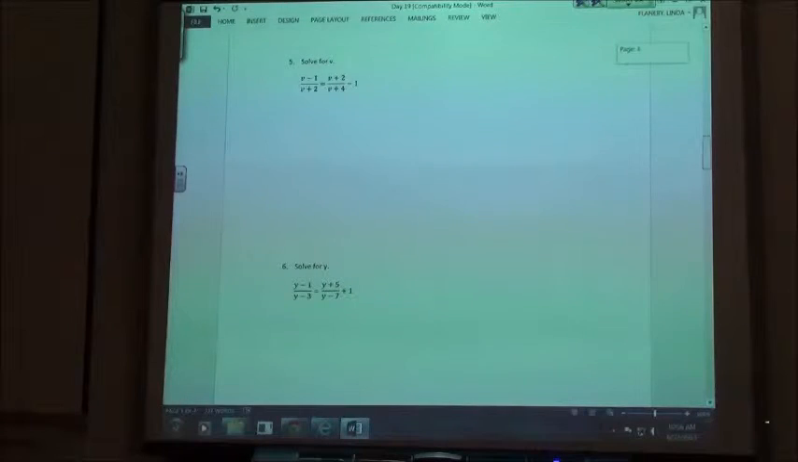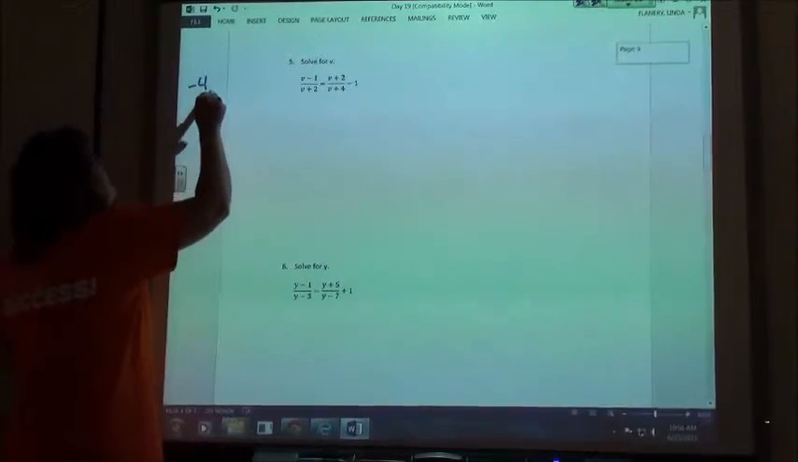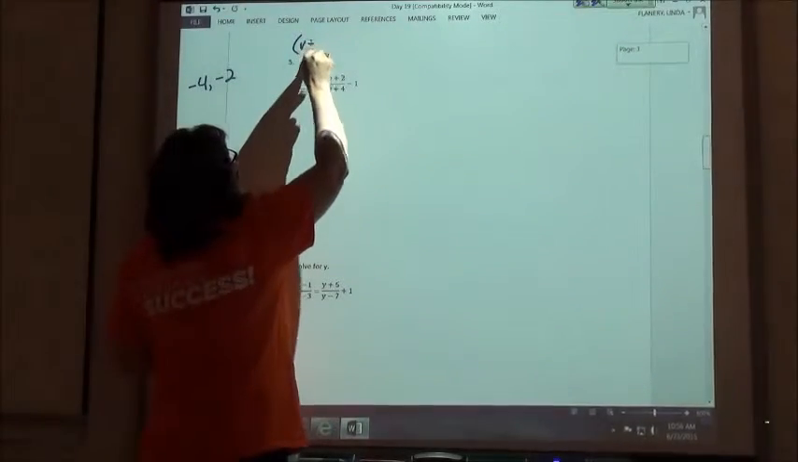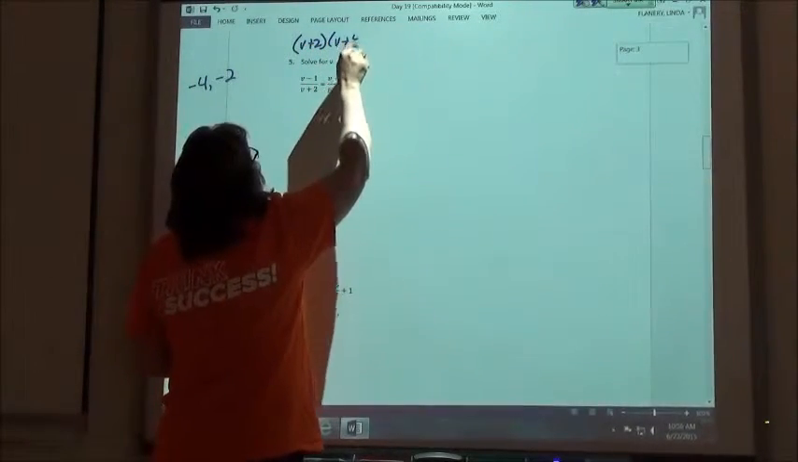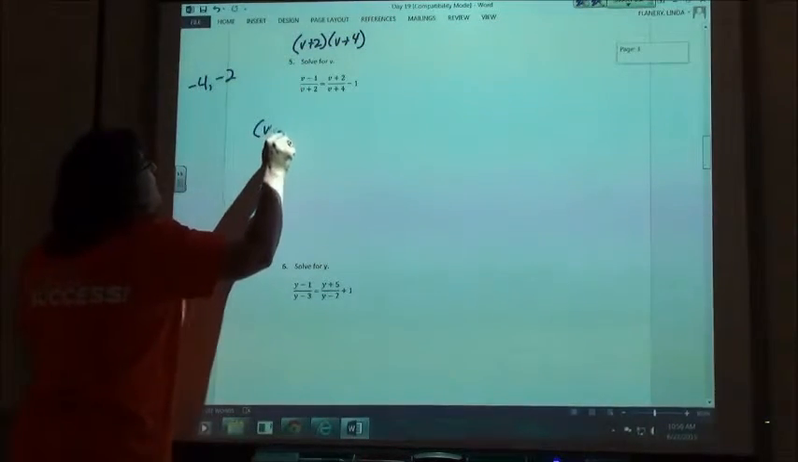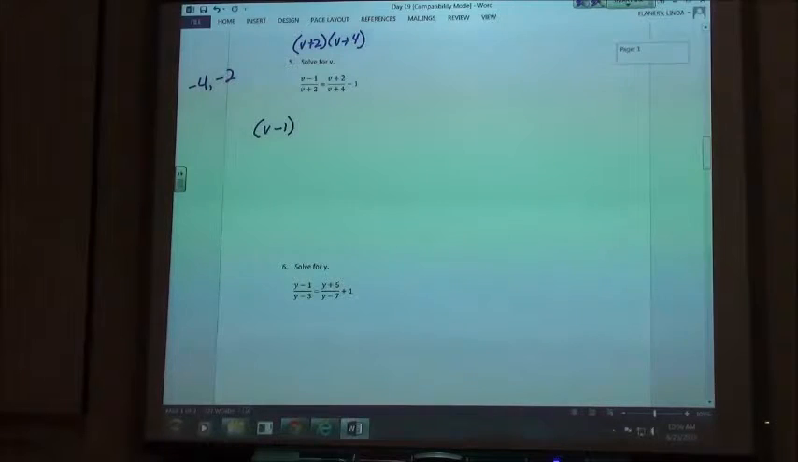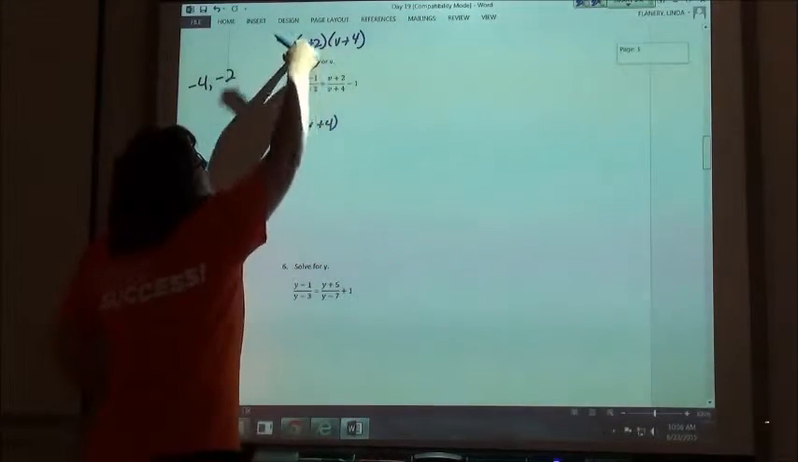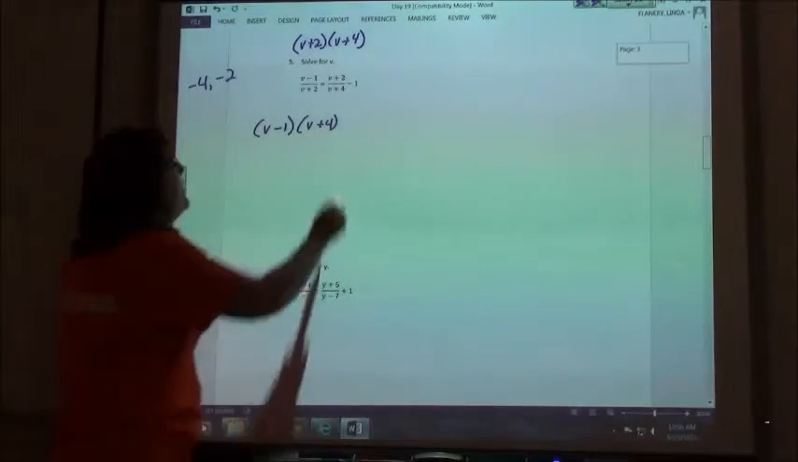Number 5 then, if I check my restrictions first, my restrictions would be -4 and -2. My common denominator is going to be v plus 2 and v plus 4. So on my first fraction, I'm going to take the v minus 1 times what? V plus 4. The v plus 4, exactly. The v plus 2 would cancel out, so I just have the v plus 4.